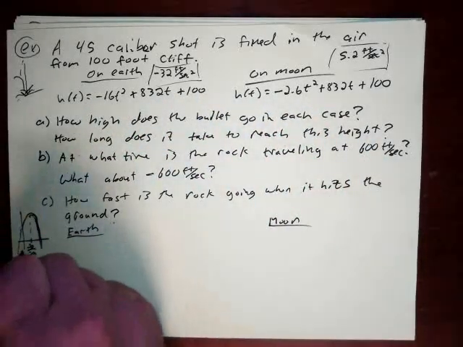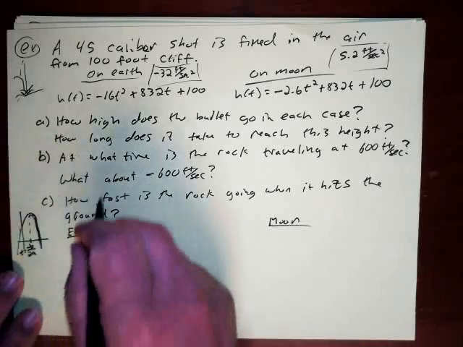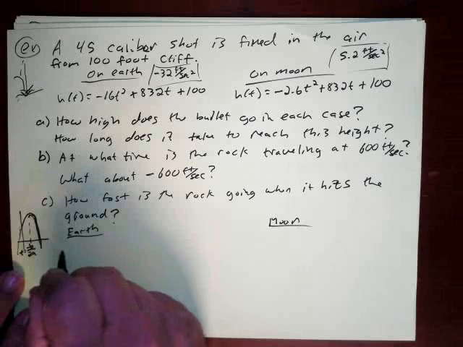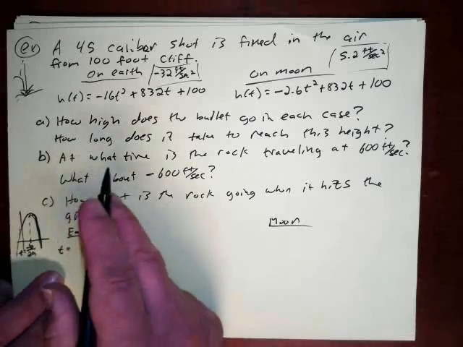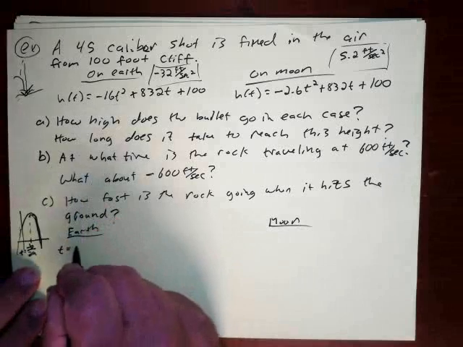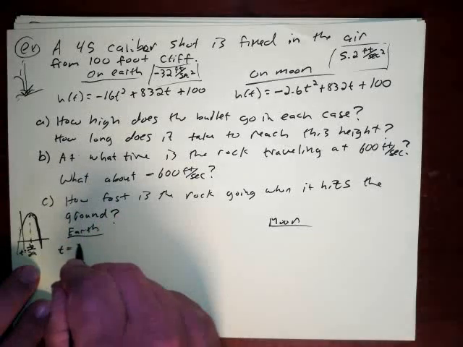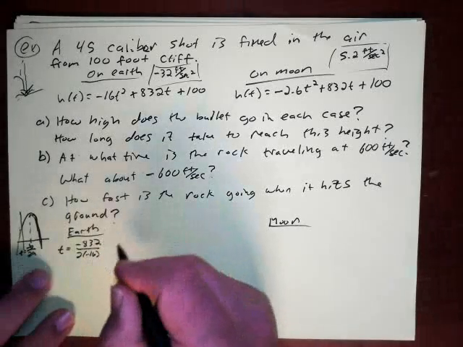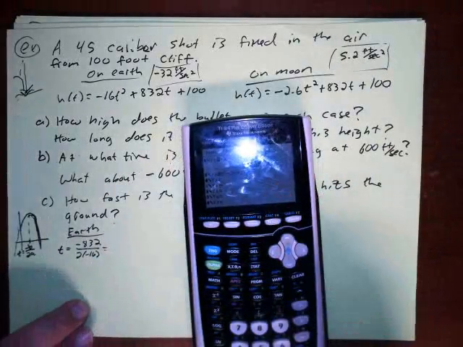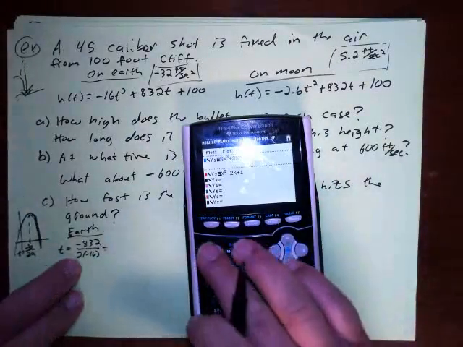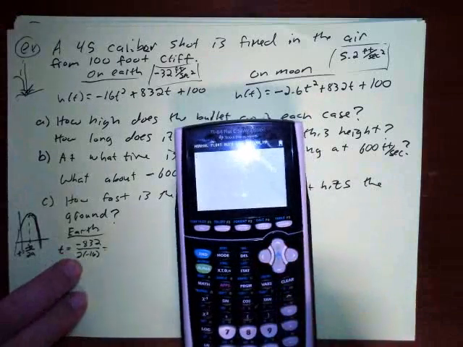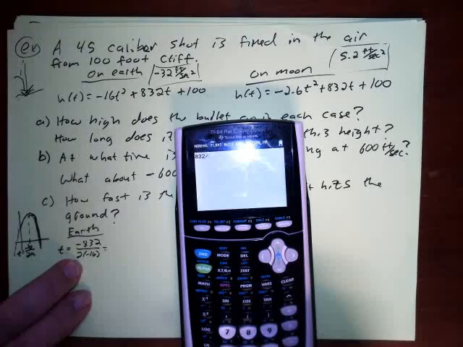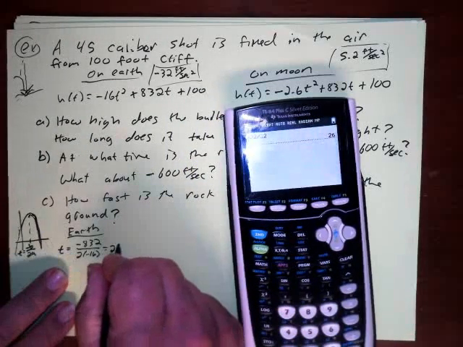Well, this is how long it takes to reach it: T equals the opposite of B over 2A. So let's do this one. T is equal to the opposite of B, so negative 832 over 2 times negative 16. Okay? So the negatives would cancel out, and I would get 832 divided by 32. And it looks like this is 26 seconds.